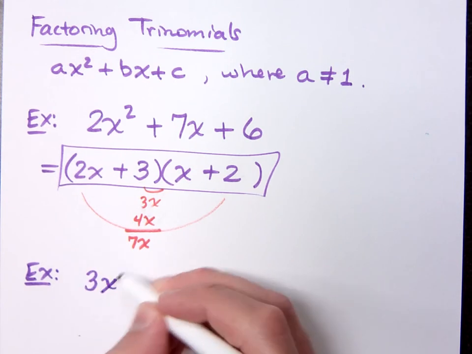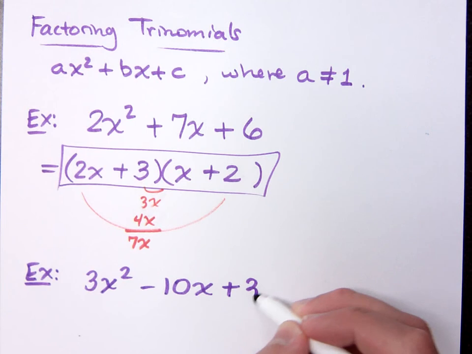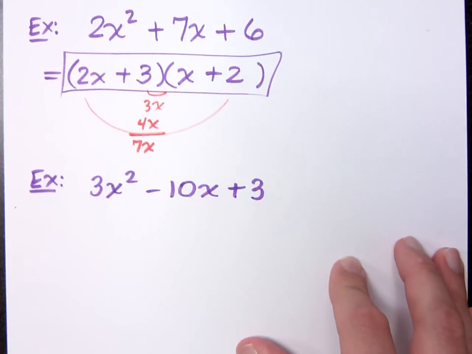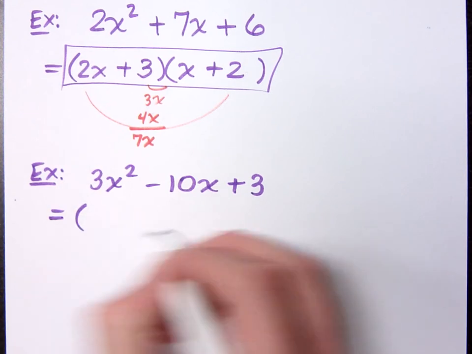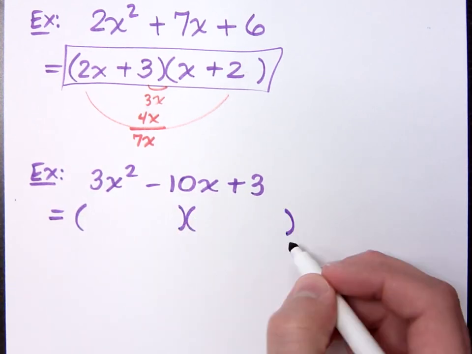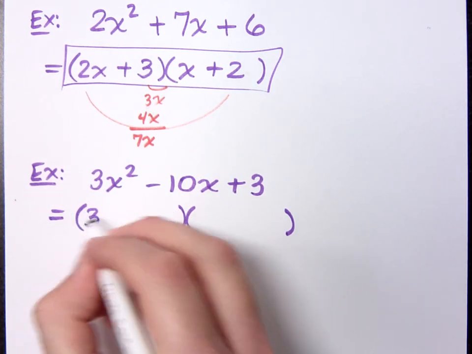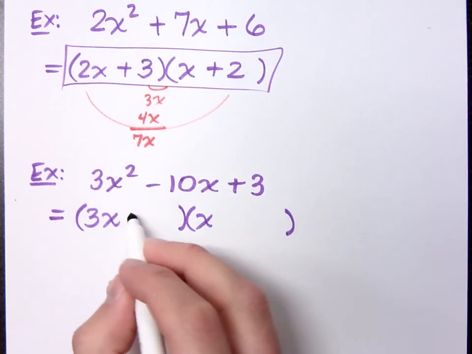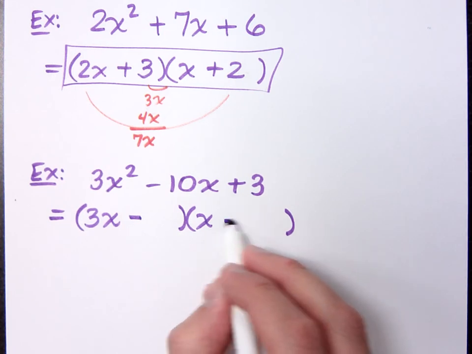How about 3x squared minus 10x plus 3? Is there a common factor to take out of everybody here? No. So I expect this guy to factor as 2 binomial factors. How would you break down the 3x squared? 3x and x. What do you know about your signs? Negative and positive. You have to multiply to get a positive 3, so they have to both be negative.